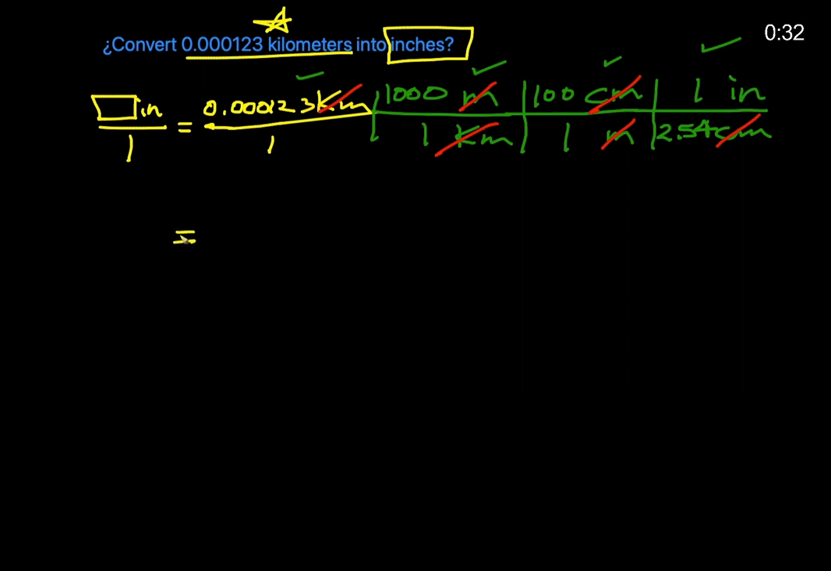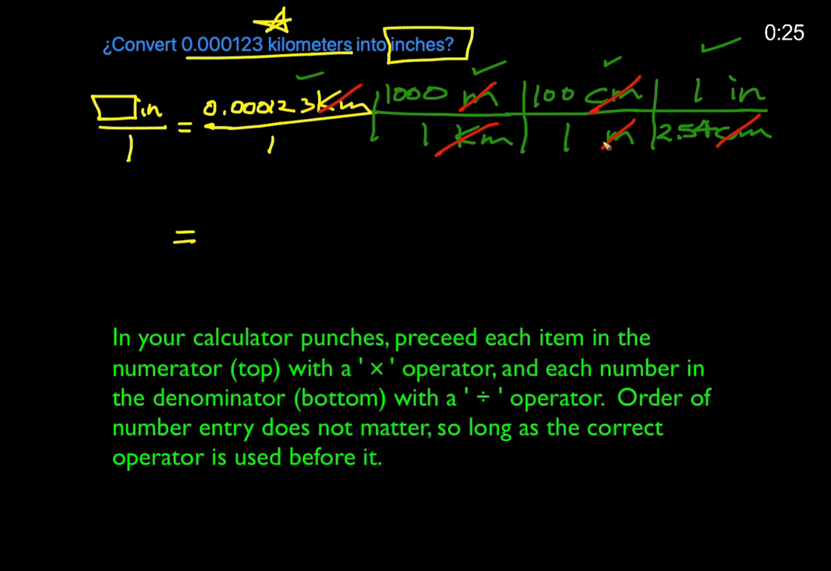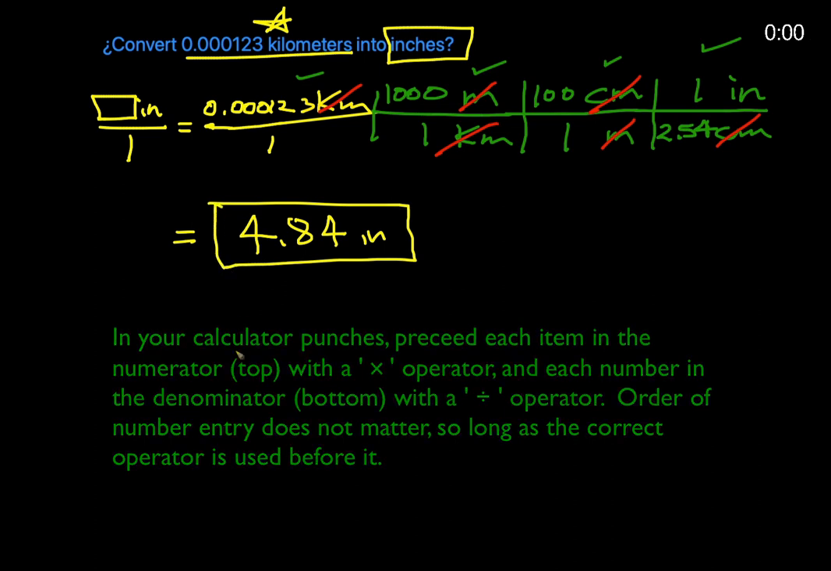At this point, it's merely a matter of multiplying and dividing all of this out and coming up with the number. And indeed, if you take 0.000123, multiply it by 1,000, then multiply that by 100, and then divide that by 2.54, you come up with 4.84 inches. I don't know what your calculator is going to show, but to the correct number of sig figs, this is what you would report.